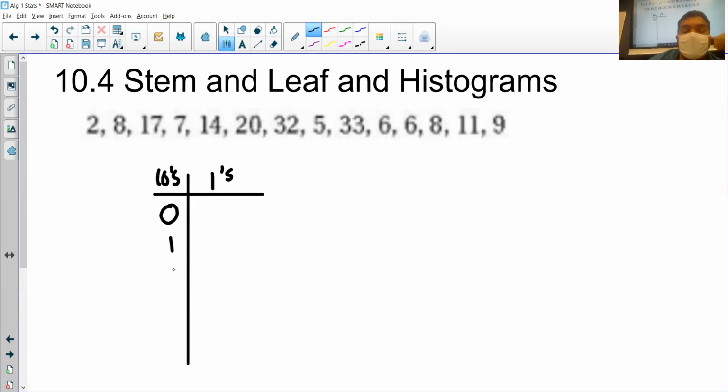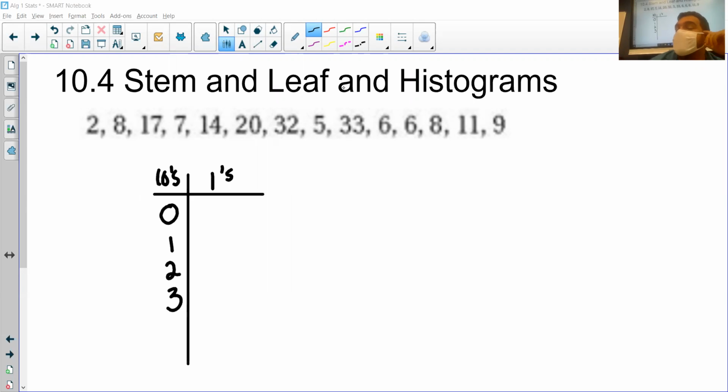Looks like we have a 10, a 20, a 30. It doesn't look like there's any 40, so we'll stop at 3 there. This is how stem and leaf plots work: the stem is the 10s place in this case, and the ones will be the leaves.